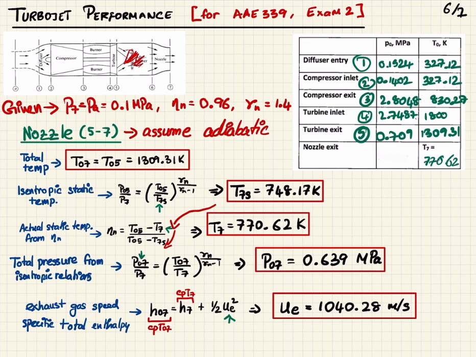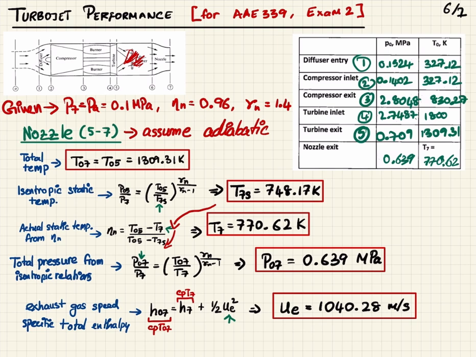770.62 Kelvin, right? Moving on, to calculate the stagnation pressure, we can once again use our isentropic relations, and we can use the T sub 7 that we just found. So we apply the isentropic relation this time to the exit plane of the nozzle, right? The same thing, we're going to use the stagnation property as well as the static property at the exit plane of the nozzle, and we can solve for the stagnation pressure here, and we find that to be 0.639 megapascal. So the isentropic relations are very versatile, and that's why it's important that we understand that to solve this problem.